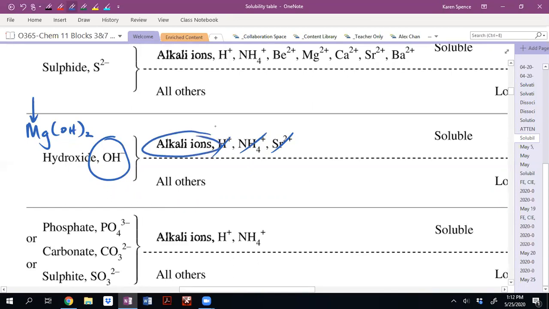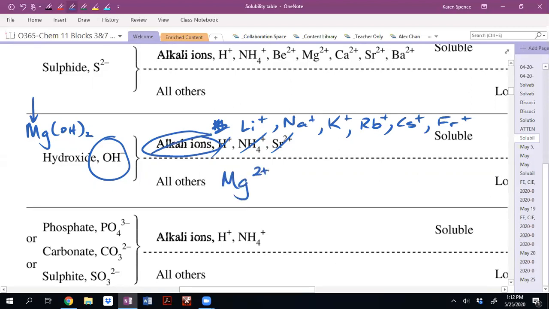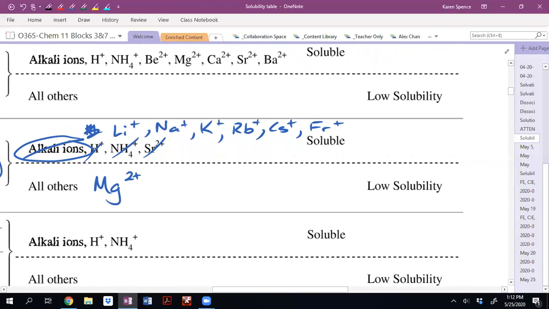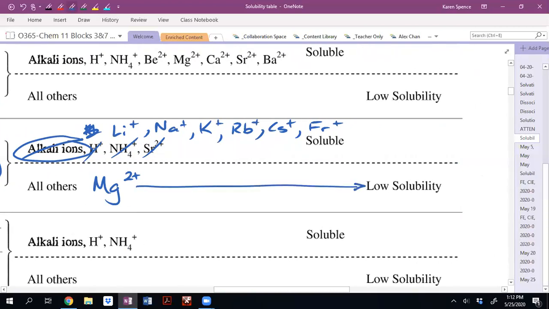The alkali ions are lithium, sodium, potassium, rubidium, cesium, and francium. And I know I keep telling you to write them in, but don't hesitate, write them in there, so you don't forget. So magnesium is not one of the top rows, so it falls in the all others category. And if it is in the all others category, it is low solubility.